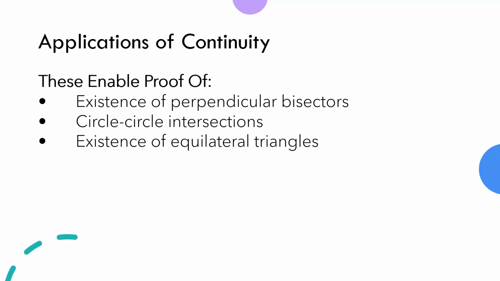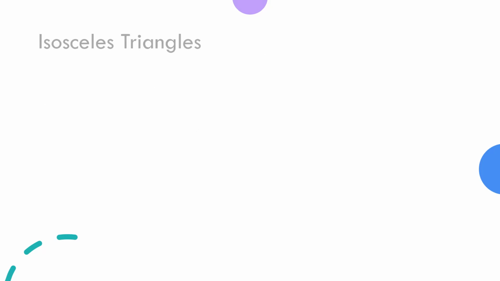Euclid assumed the circles intersect but couldn't prove it, so our continuity axiom provides the missing justification. Many classical constructions now have rigorous foundations, for example the angle bisector construction, perpendicular from a point to a line, regular polygon construction, and the golden ratio construction.